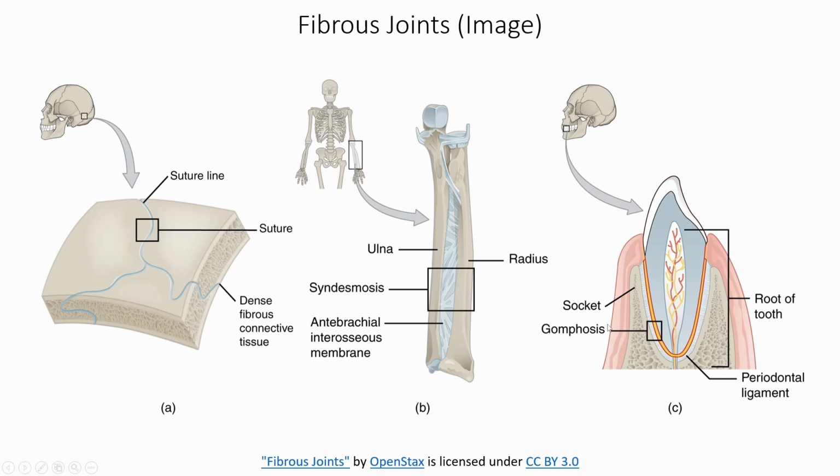And then gomphosis, this is going to be the joint that's going to help root teeth into the jaw, right? So we want to think gums, if that helps you remember. Gomphosis might help you remember that this has to do with the teeth.